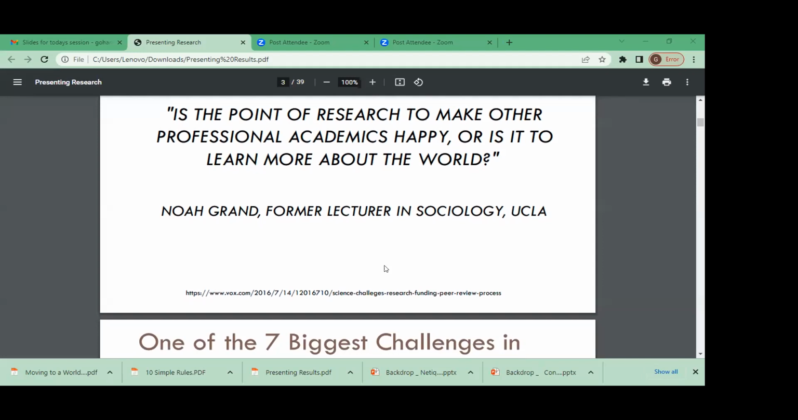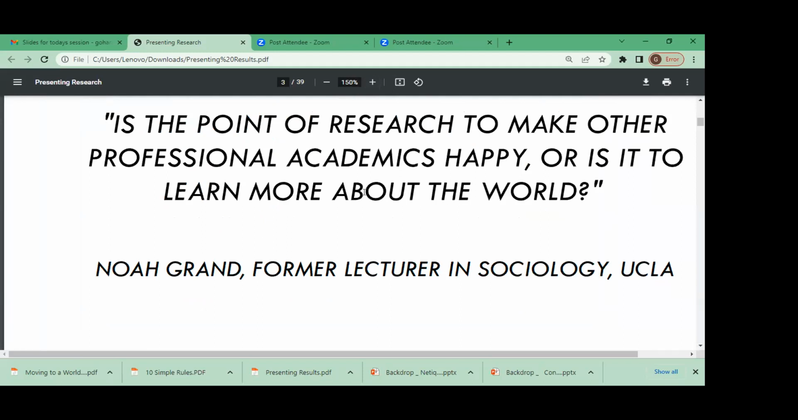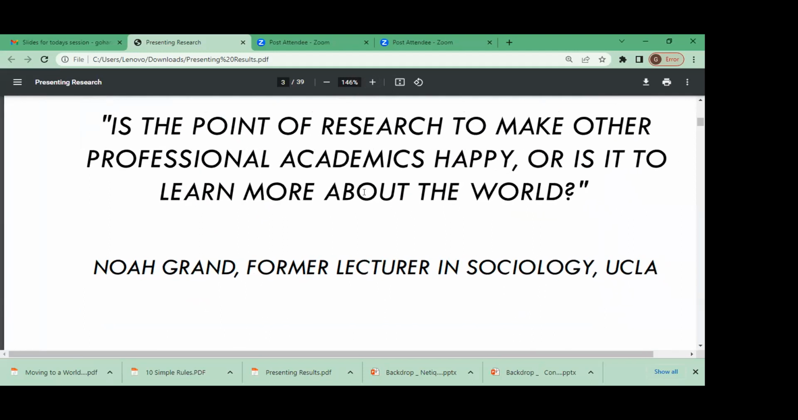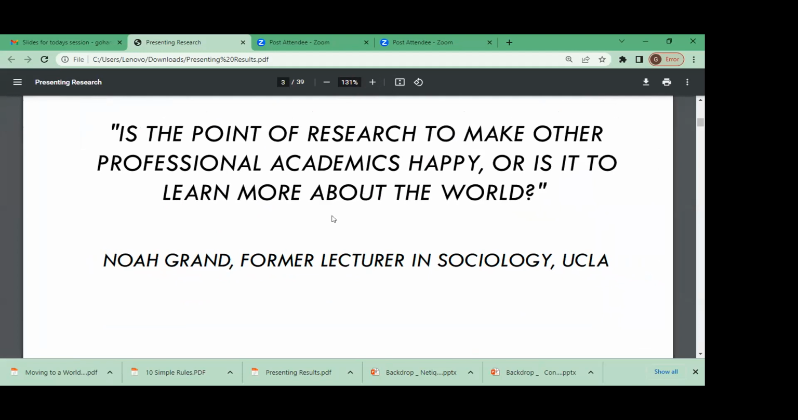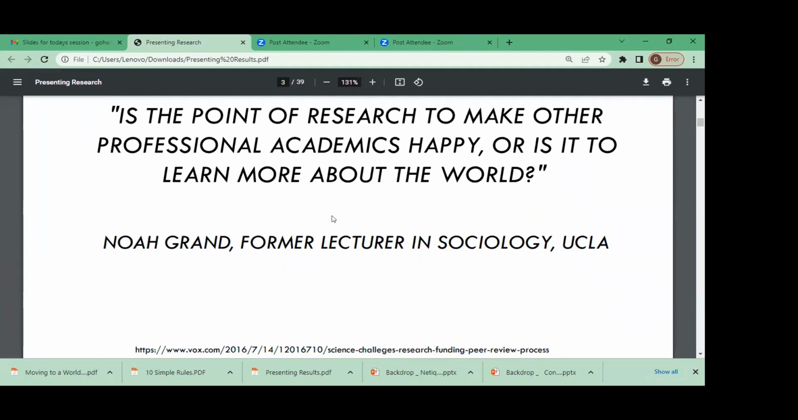Your point of doing research is not only to make other professionals in academics happy, but you really want to learn about the phenomena under study. So it's not about others, it's about yourself as a researcher. A researcher should have a keen interest in what they are doing. You really want to know more about the phenomena you are studying, and as you keep learning, you keep growing your knowledge. That's how we take small steps in research to know more about something.